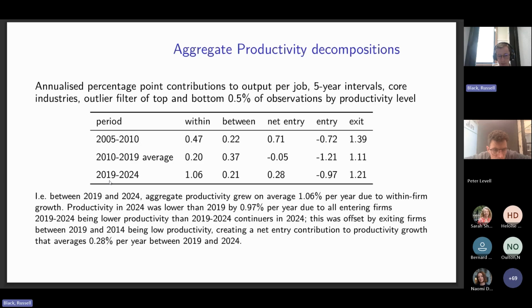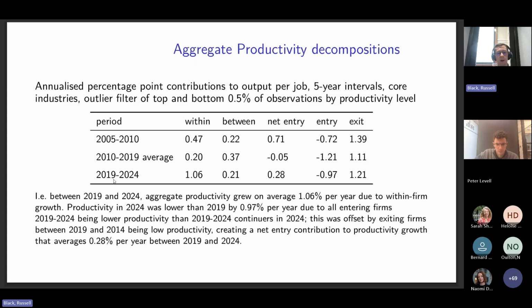Happily, by 2024, we have a bit more net entry. So if we take all of the companies that have entered since 2019, all of the companies that have exited since 2019, and how that has affected the productivity distribution in 2024, it's a bit higher. And within firm growth is a bit stronger.